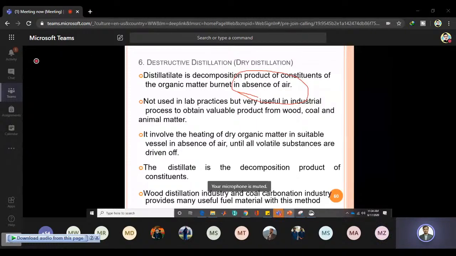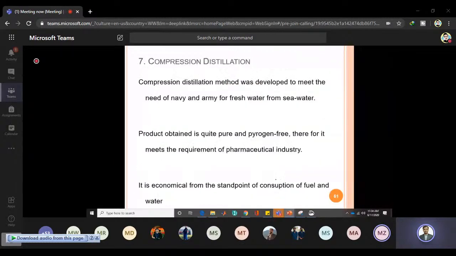It involves the heating of dry organic matter in a suitable vessel in the absence of air until all volatile organics are driven off. The distillate is the decomposition product of the constituents, because it's actually a solid. If you do it, it will definitely decompose. The wood distillation industry and coal carbonization industry provide many useful materials with this method. That was just a simple thing.